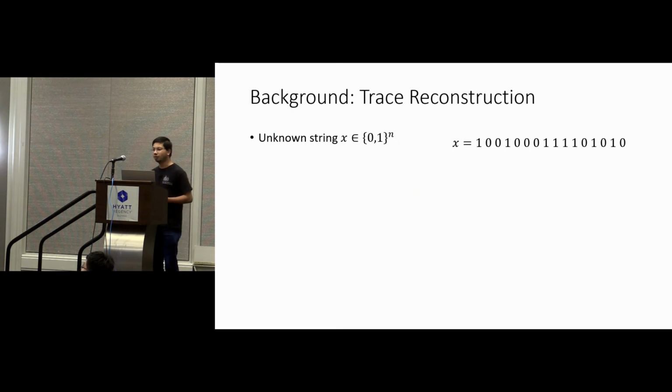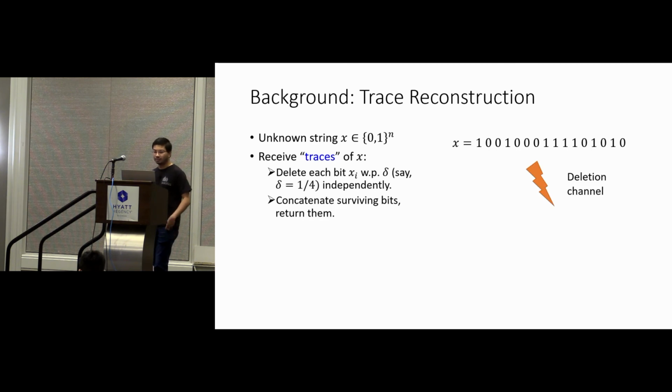So I'll talk about population recovery from the deletion channel. Before introducing that problem though, I'll talk about a simpler problem which is called trace reconstruction. In this problem, you are given some unknown n-bit string, for example, the string on the right, and then you get corrupted samples from this string where the corruption happens by deleting some bits.